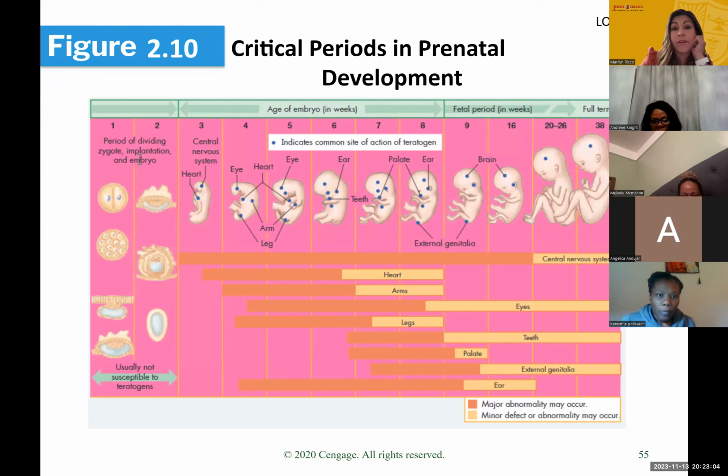So here is our critical period. This is the same thing as in the textbook. You don't have to memorize this chart, but you do want to understand how the embryo is growing. If you look at this chart, you can see when the eyes, the heart, the ears, and the brain start to develop. Below, the red means a major abnormality may occur during this time, and the yellow or orange means minor defects or abnormalities may occur during certain times. This is a very critical period for that baby, and every environmental influence, and everything the mother carries and all traits, play a role in the development of every child.